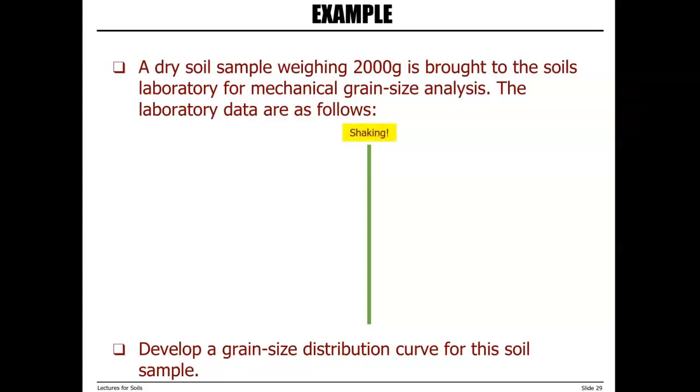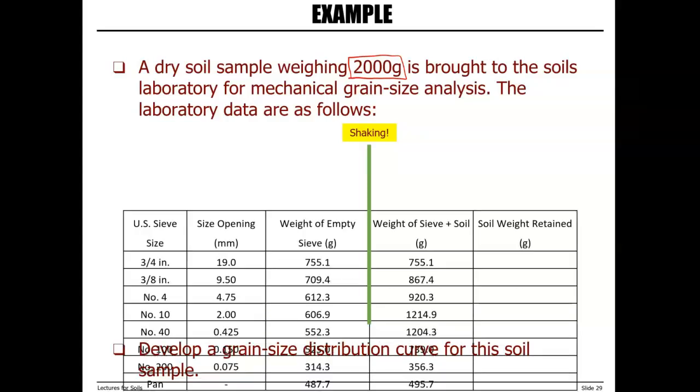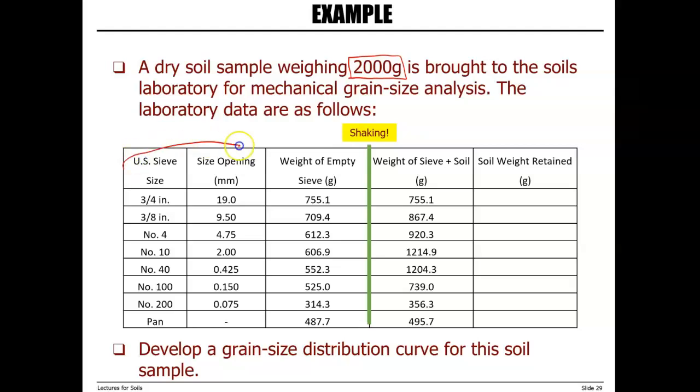So let's go over an example. We start with a sample that has an original weight of 2000 grams. A dry soil sample weighing 2000 grams is brought to the soil laboratory for mechanical grain size analysis. We select our sieves. We want to make sure that we have sieve number 4 and number 200 in there. Number 4 has the opening size of 4.75 and number 200 has the opening size of 0.075 millimeter.